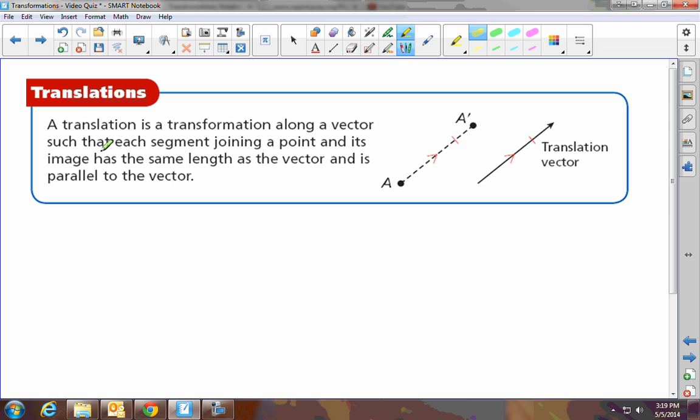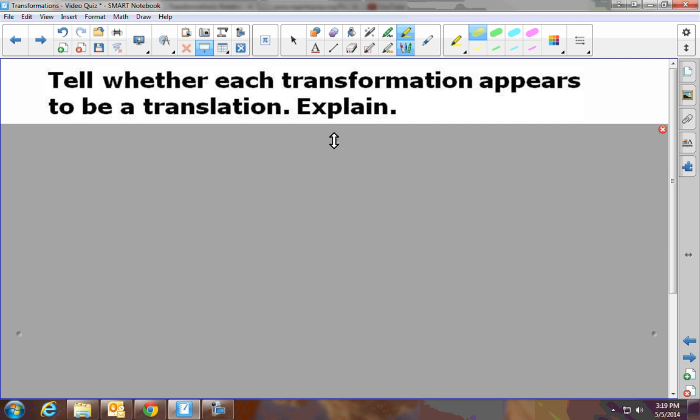Okay, a translation is a transformation along a vector. This is a vector, so some sort of line where we've got an x coordinate and a y coordinate. So the line joining a point and its image has the same length as the vector and is parallel to the vector. Okay, that'll make more sense when we look at some examples.